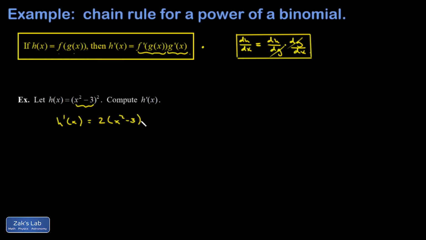All right, so now I've differentiated with respect to g, and then I have to tack on the derivative of g with respect to x. The derivative of this interior piece is just 2x. And then I can just clean it up a little bit. 4x times the quantity x squared minus 3, and I'm done.